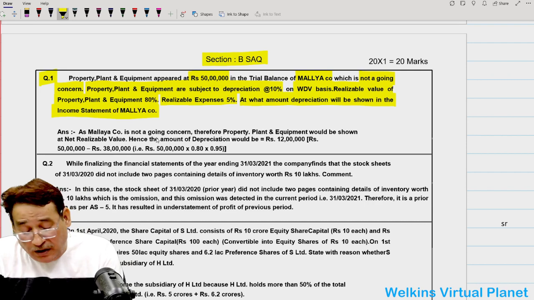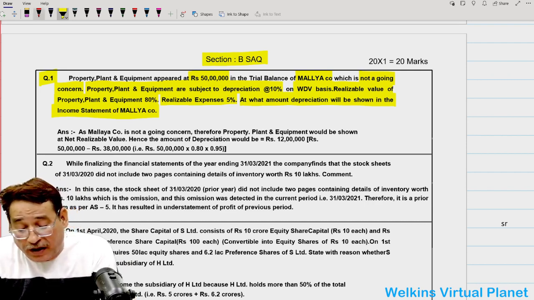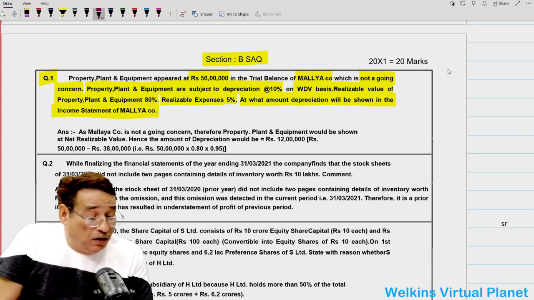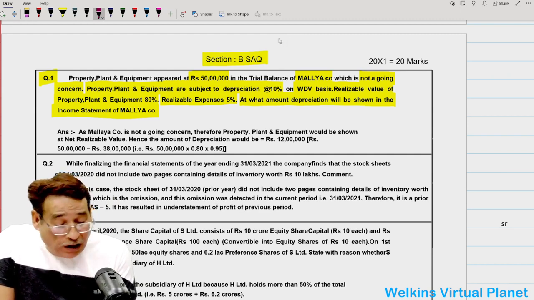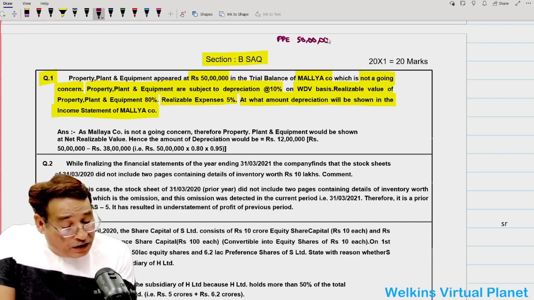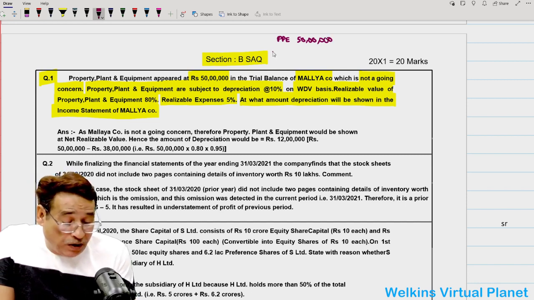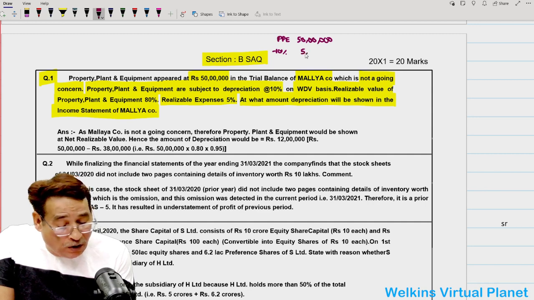Correct? So in the income statement, what amount will I reflect? I will have to reflect it in this manner in this particular question. First of all, in the rough, I will compute what? I know that the value of property, plant and equipment, if you want to write, please write it, but write it fast. Value of property, plant and equipment is 50 lakh. It is given very clearly that 10% is our rate of depreciation.